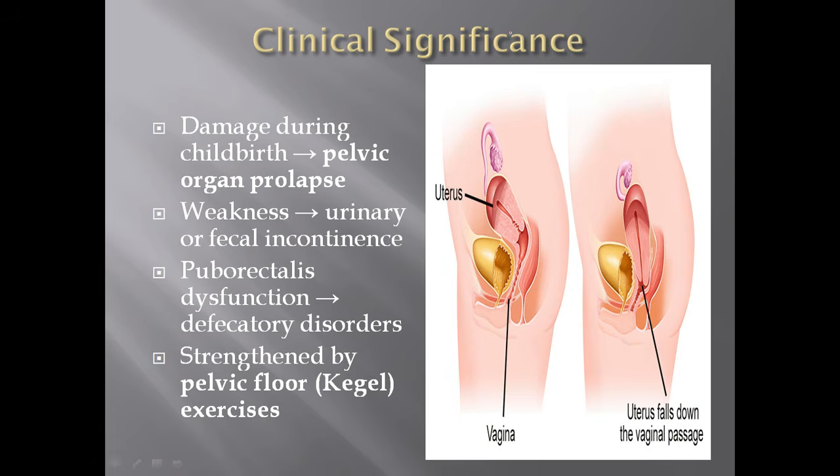So what is the clinical significance of the levator ani muscle? Damage during childbirth will result in pelvic organ prolapse. Weakness will result in urinary or fecal incontinence. Puborectalis dysfunction will result in defecatory disorders. It is strengthened by pelvic floor exercises, also known as Kegel.